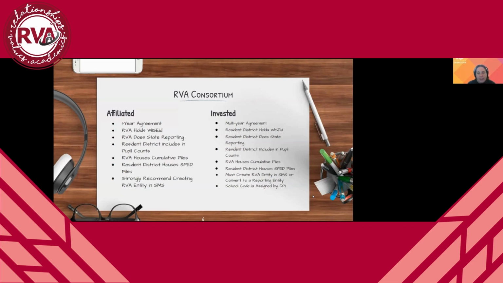In the case of invested member districts, the district must create an RVA entity in their student management system, or if they had created an entity when they were an affiliated member district, they would transition that entity into a reporting entity because the DPI assigns a school code for the RVA in the resident districts when it's an affiliated partnership.